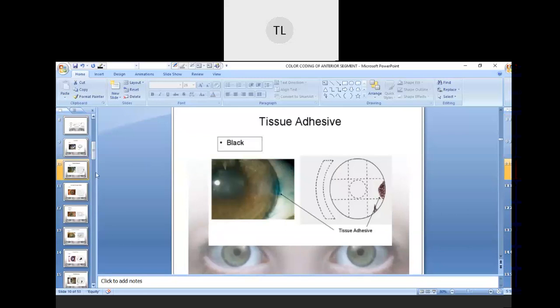tissue adhesion. If there is any adhesion, it means there is some connection. Here, at the periphery, you can see there is an adhesion between the iris and the cornea.